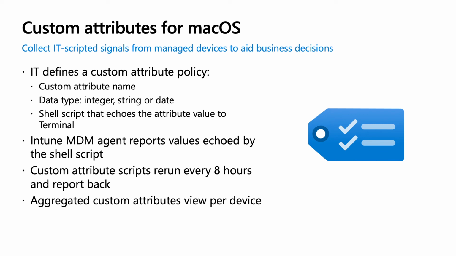The shell script provided must echo the result to be collected to standard output so that it can be reported back to the Microsoft Endpoint Manager admin console. Custom attribute scripts will be run every 8 hours, and admins will be able to see an aggregate view of all custom attributes per device in the future.